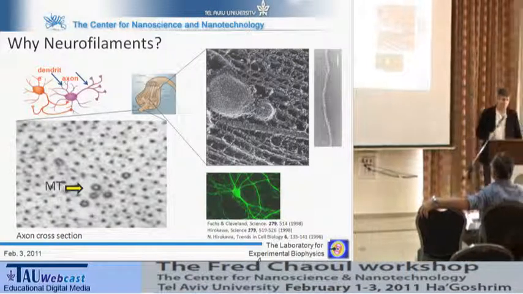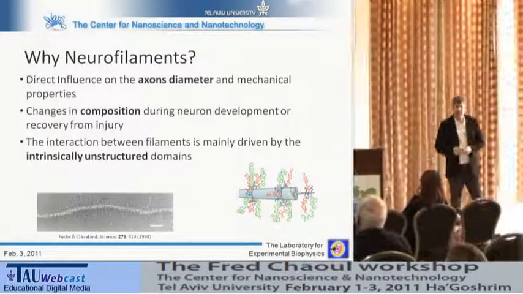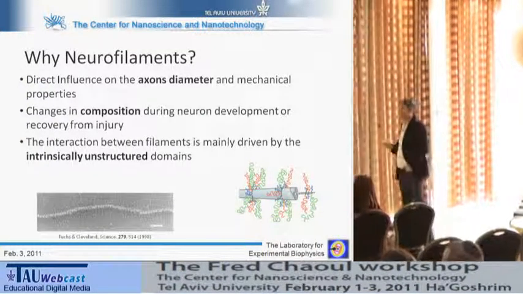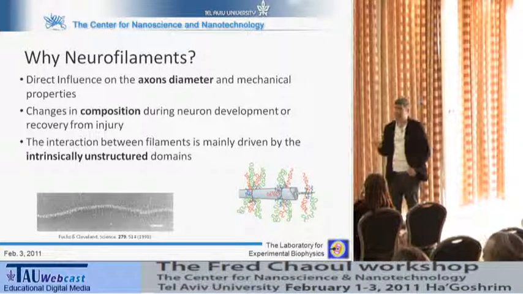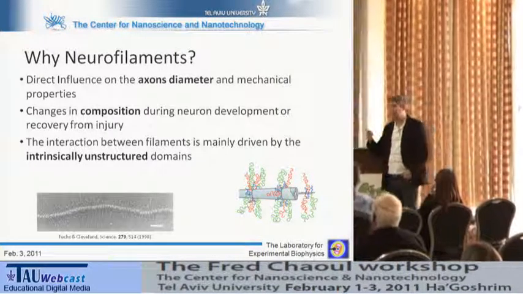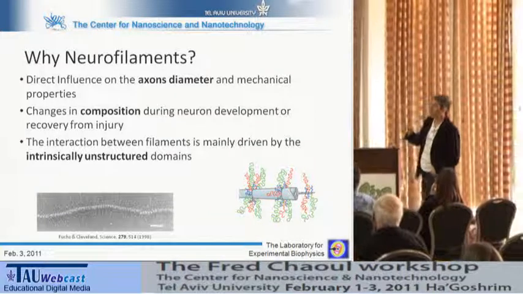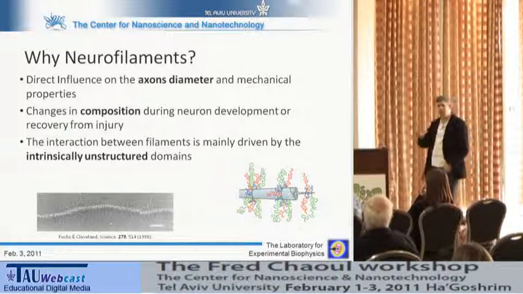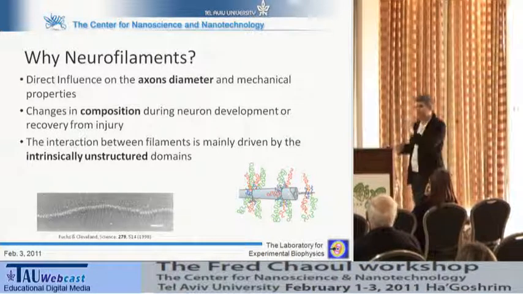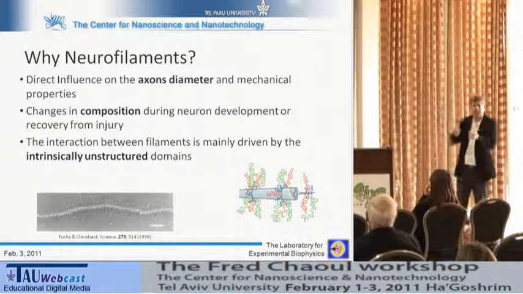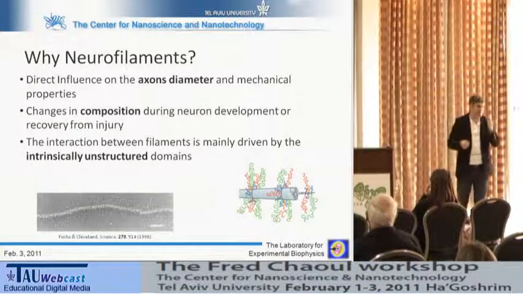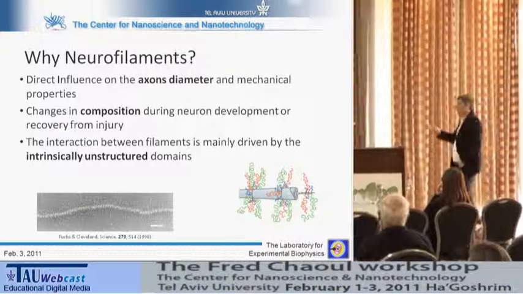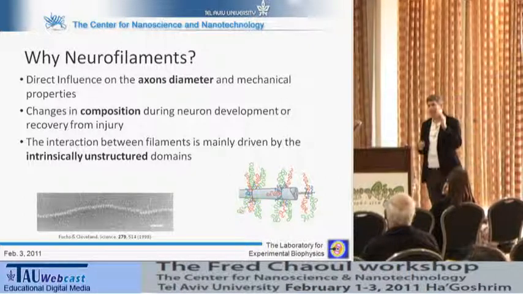Okay, so again, I said that they have a lot of influence on the mechanical properties, but they also have direct correlations. In measurements or studies where they knock down some of these genes that produce this protein, what you find is that the axon diameter is changing. Because again, these are the components that build up the soup inside this axon. So if you knock down the protein that produces this neurofilament, you find the diameter is smaller.